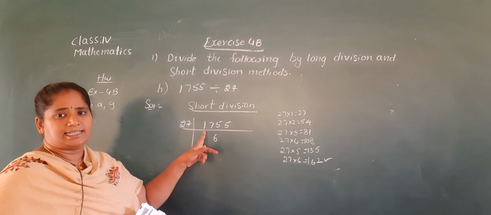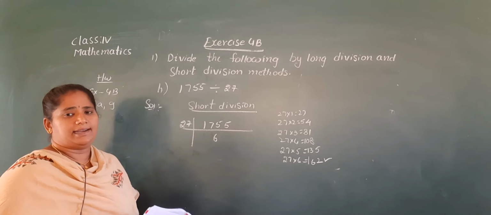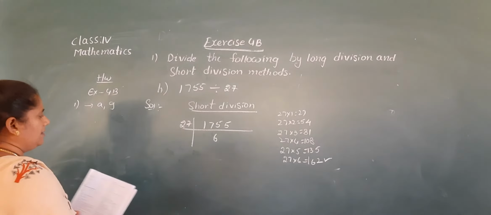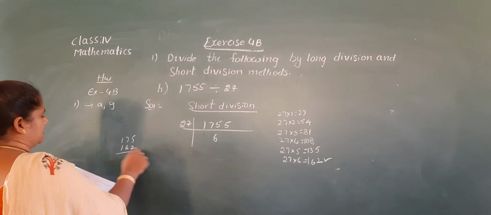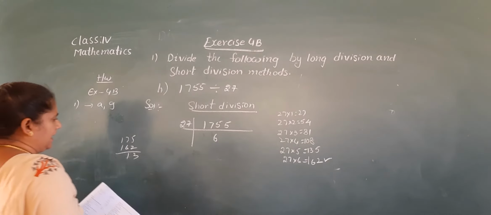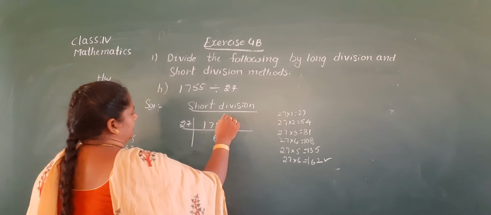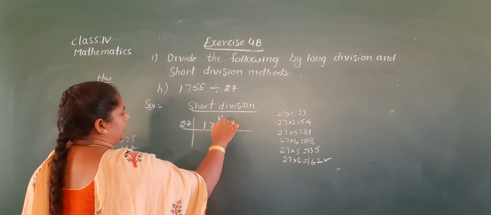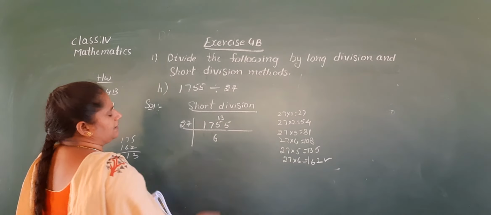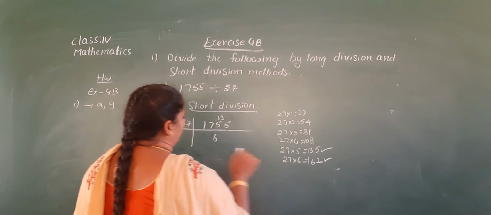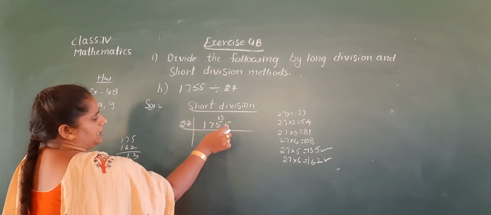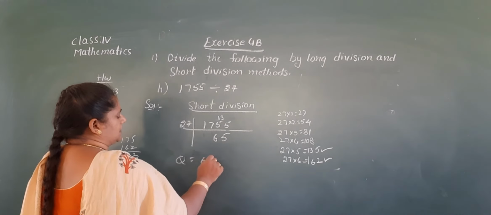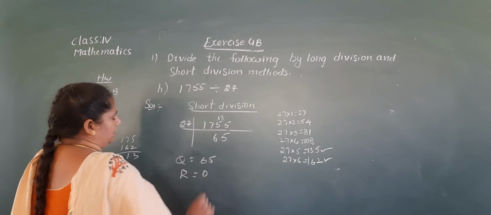Now you do the calculation. 175 minus 162 gives the answer 13. Yes? See, 175 minus 162 gives the answer 13. Now we write 13 on the side. Then 13 and 5 becomes 135. So how many times does it come? 5 times. Finished. 135. So 5 times you will get. So the quotient equals 65. The remainder is equal to 0.